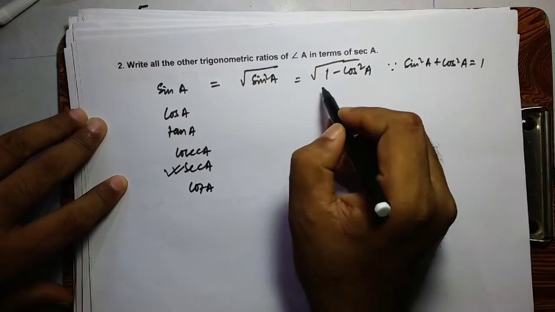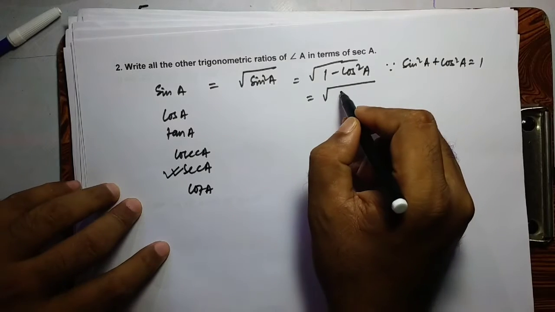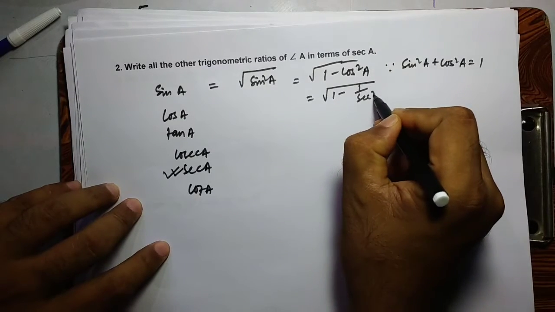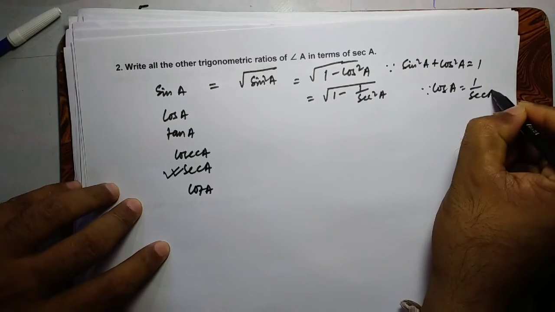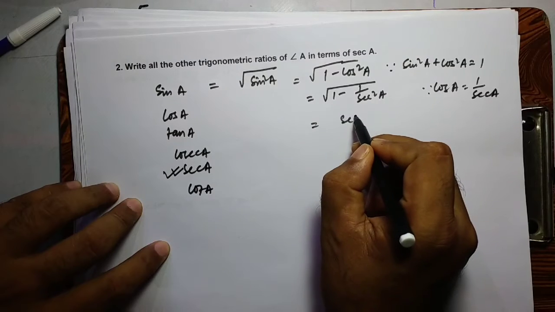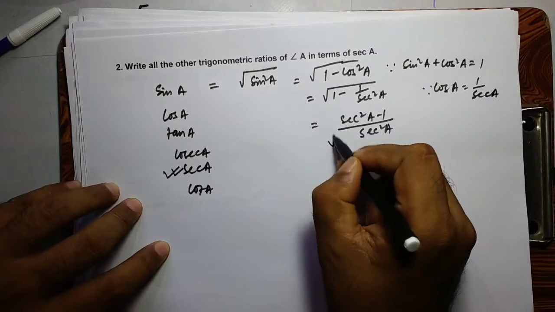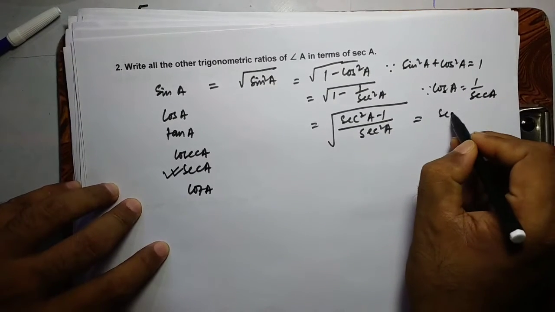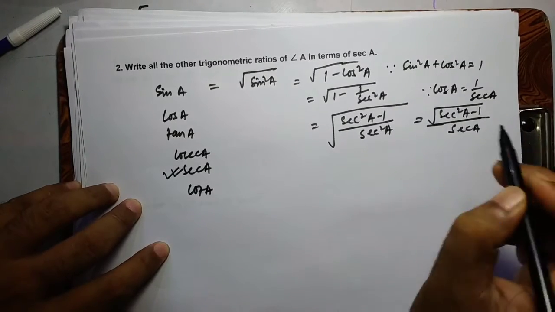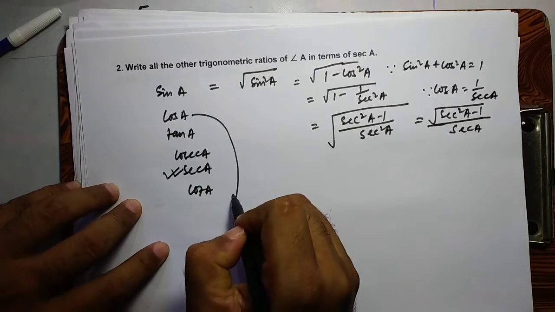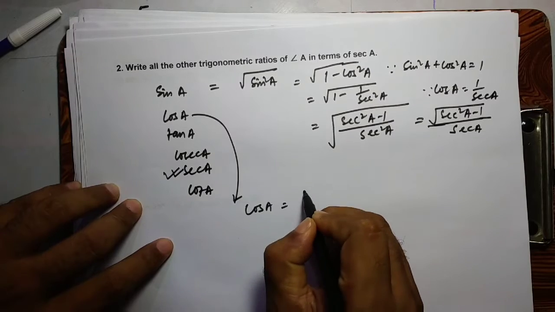And from this you can write 1 over sec square A, because sec A and cos A are reciprocals, cos A equals 1 upon sec A. So this is nothing but root of sec square A minus 1 over sec square A, and this is root of sec square A minus 1 over sec A. And similarly for cos A, cos A is nothing but the reciprocal of sec A.